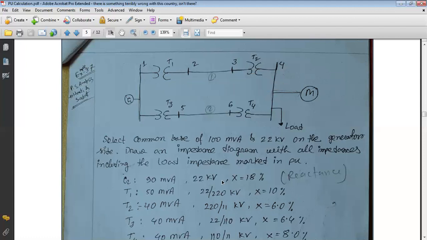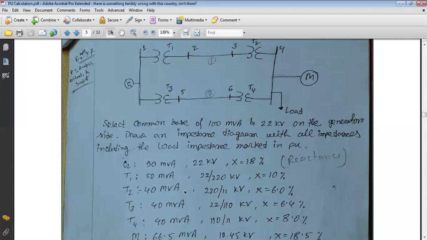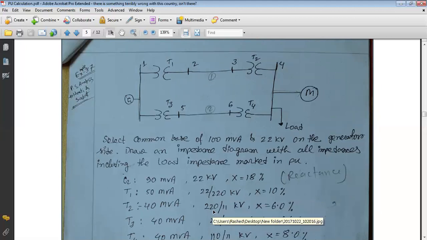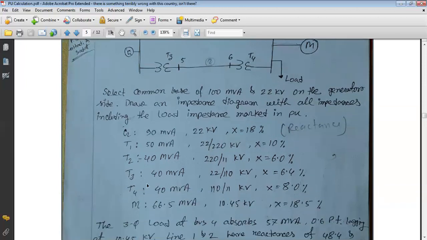Now for transformer T2, this 220 is the high voltage rating and that should be connected with the high voltage transmission line, that is here. So 220 is the rating of the transformer high tension side, and 11 kV should be the rating of the transformer low tension side. That is here, connected with the load. Similarly for transformers T3 and T4.